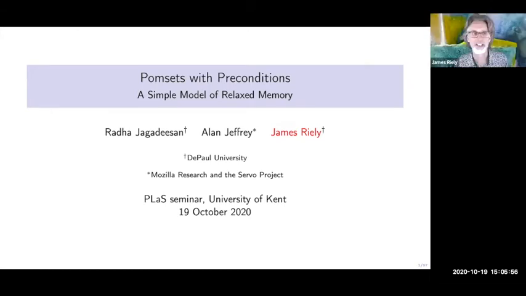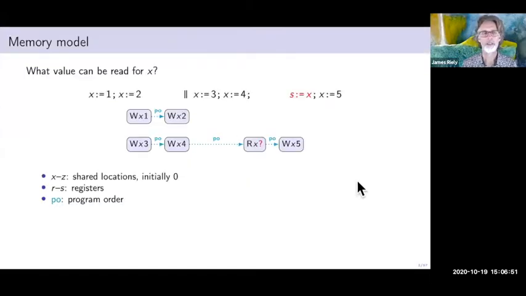Yeah, that's good. So yeah, thanks for having us here. So we're going to be talking about Pomsets and preconditions as a model for relaxed memory. So what is a memory model? It essentially tells us what values we can read whenever we want to read something.